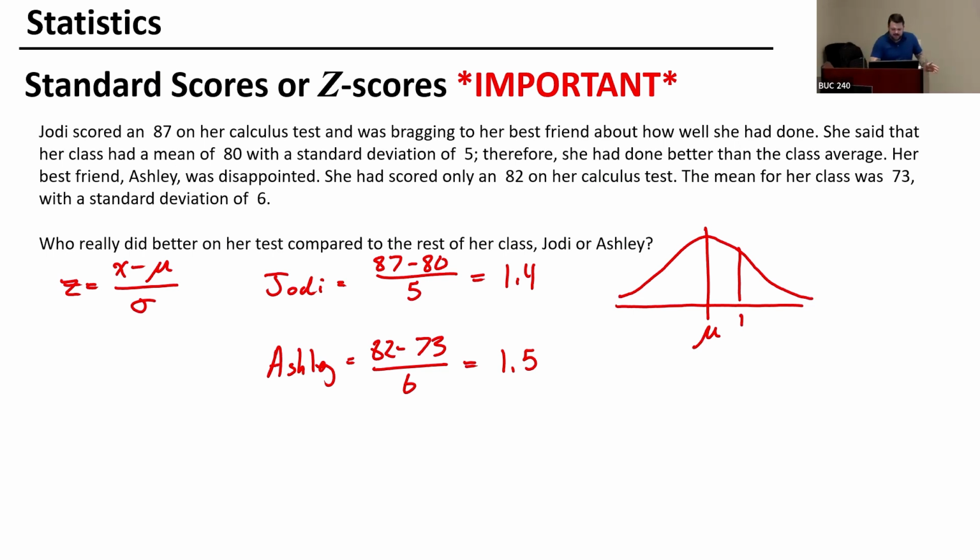So can we all agree that, say, if we went to 2 here, Jody's going to be right about here. I'll put it in. Where do you think Ashley would be? A little bit further along, right? We'll put it right here just so you can see the difference. Okay, so there is an A. So looking at that, who is better? Ashley. Why? Because she's further away from the mean.